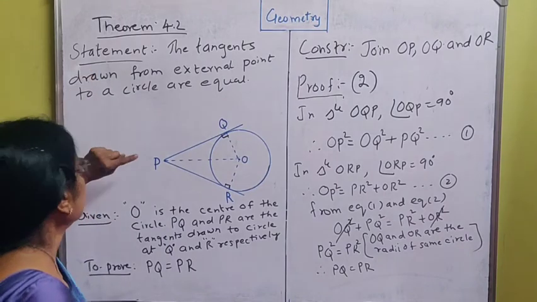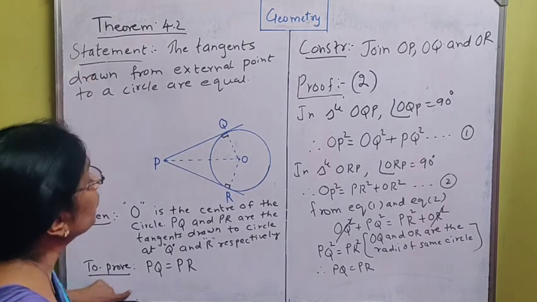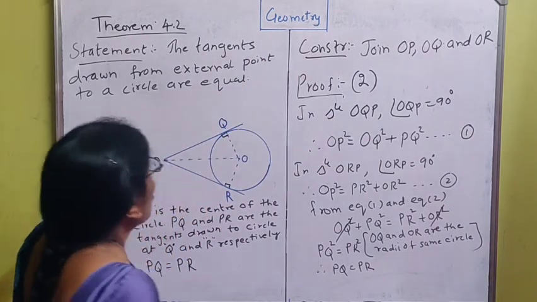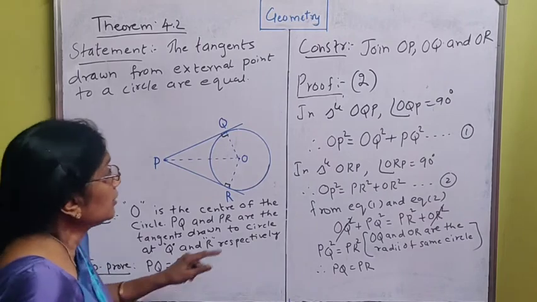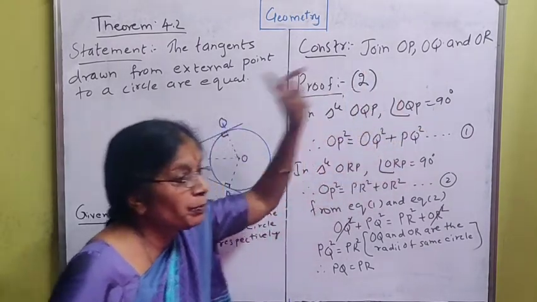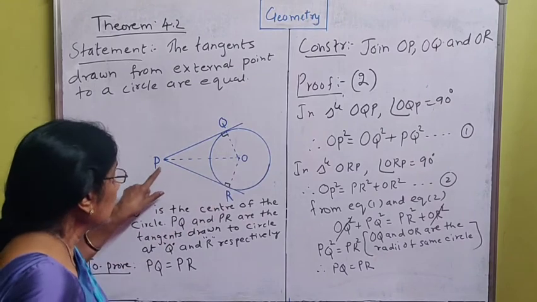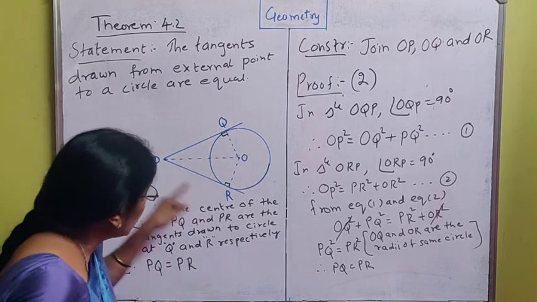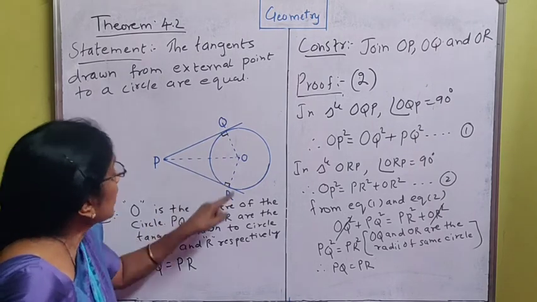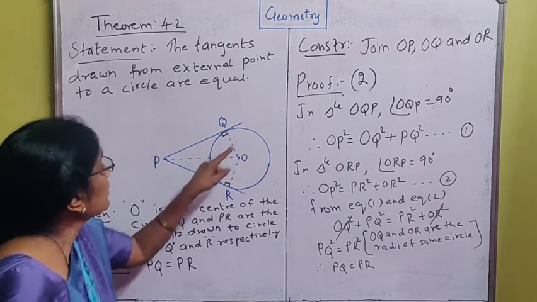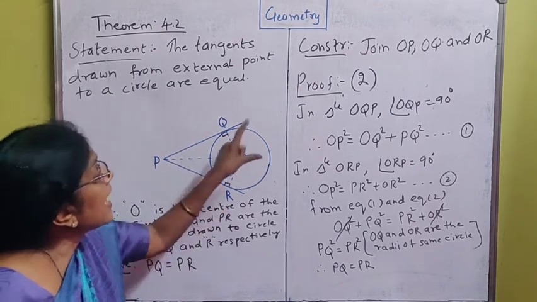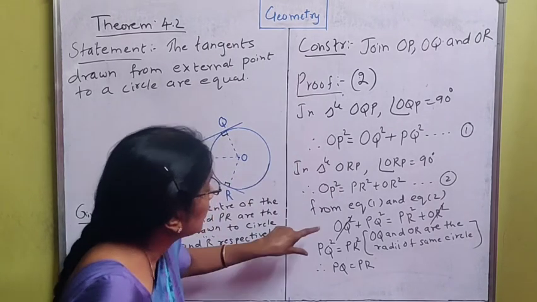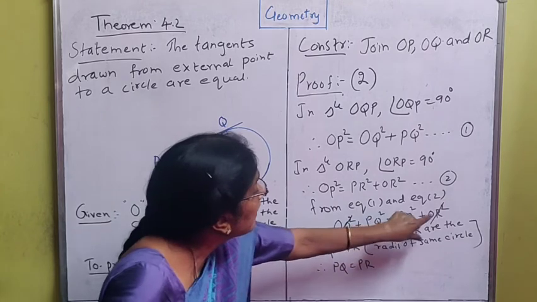The statement, the diagram, the given, the to prove and the construction are the same. So what does proof 2 say? We are going to apply Pythagoras theorem. So in triangle OQP, angle OQP is equal to 90 degrees. So this is the hypotenuse. So OP square is equal to OQ square plus PQ square. Again in triangle ORP, angle ORP is 90 degrees. Therefore OP square is equal to OR square plus PR square. Using axiom 1, from 1 and 2, what can we say? Things which are equal to the same thing are equal to one another. So OQ square plus PQ square is equal to PR square plus OR square.